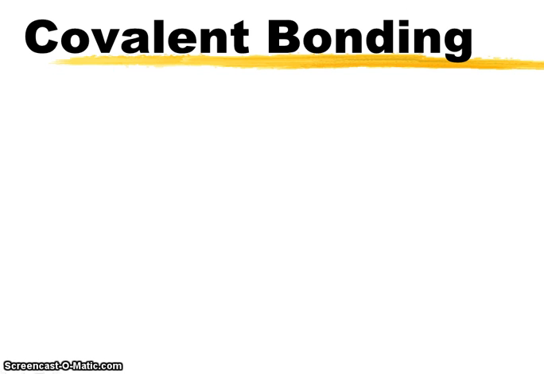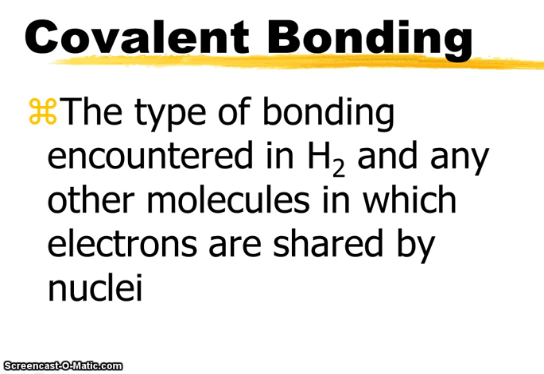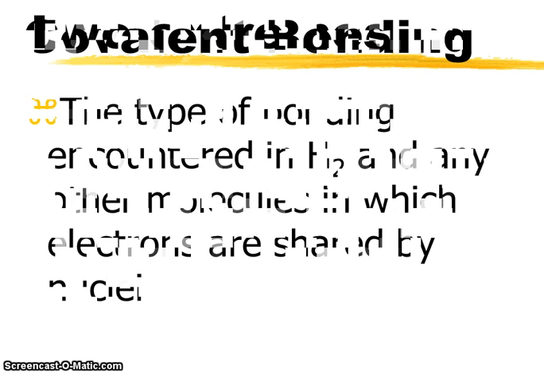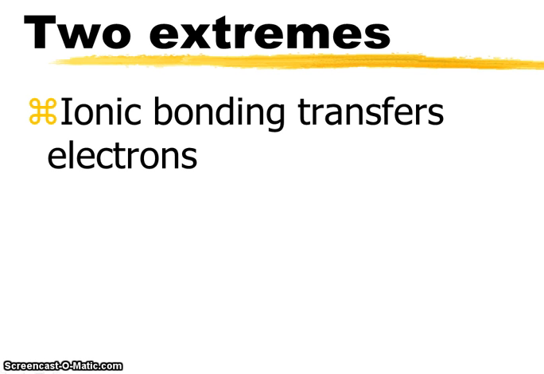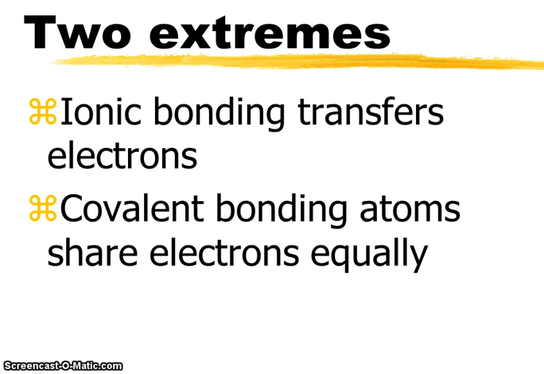So what we're dealing with are what are called covalent bonds. And they're the type of bonding encountered when hydrogen atoms and any other molecule in which electrons are shared by the nuclei. So we have two extremes that we've talked about. We've got ionic bonding, which is a transfer of electrons, where we form positive and negative ions that are attracted to each other. And we've got covalent bonding, where atoms share pairs of electrons equally.